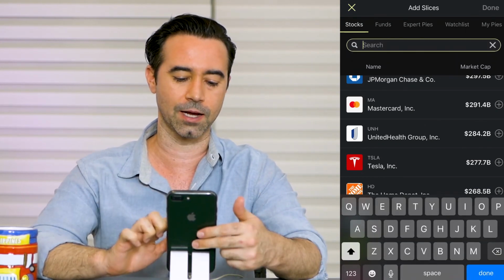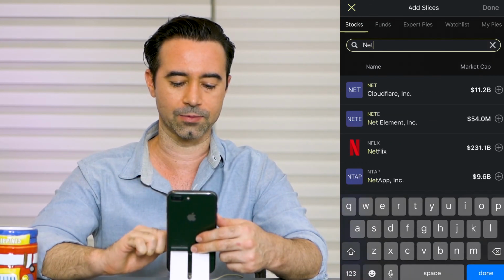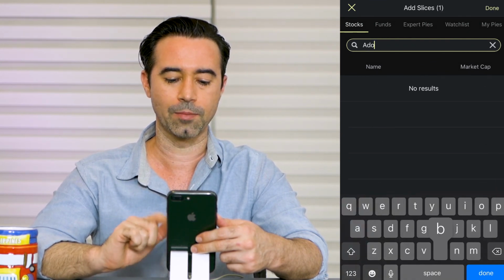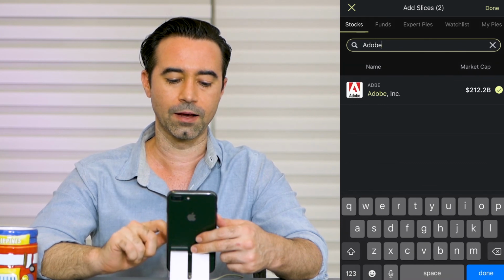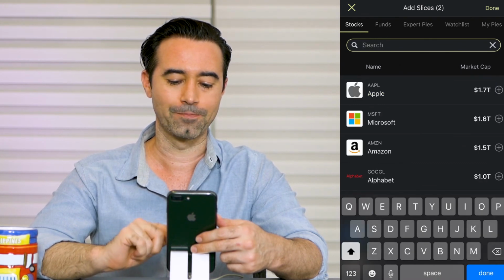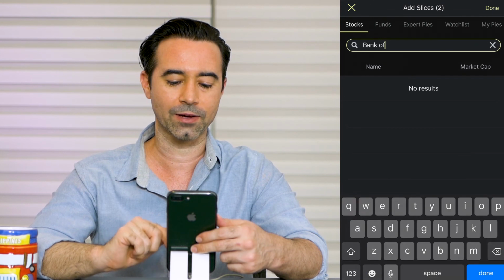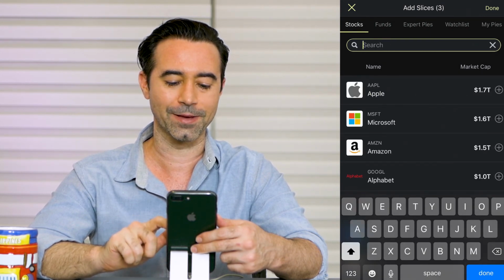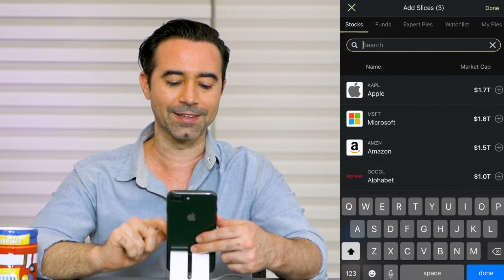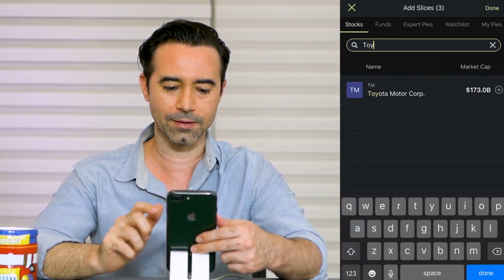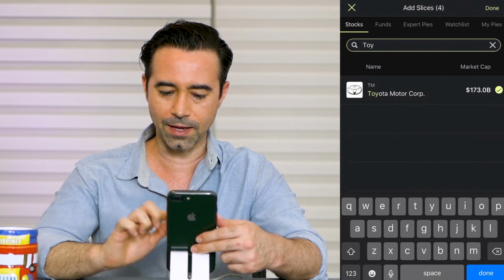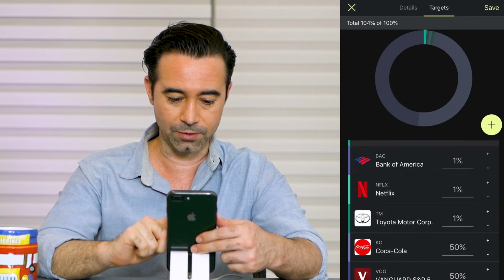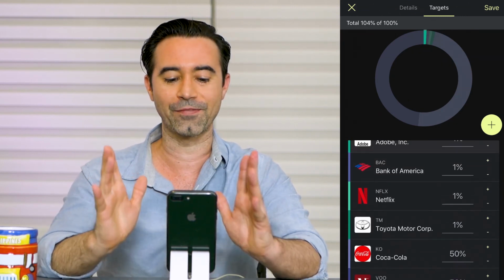I'm just gonna pick some random stocks. We're gonna hit Netflix, we're gonna add to the pie. We're gonna put Adobe in the pie. So now I'm at 3 stocks. I wanna put Bank of America, and I got Coke already. Not Pepsi, because that's a competitor of Coke. That would be weird. Toyota, how's that? I think I'm at enough. So I'm gonna hit done. And now I have, let's see, 1, 2, 3, 4. Okay, now I have 5 stocks.